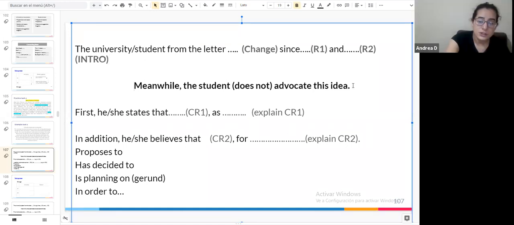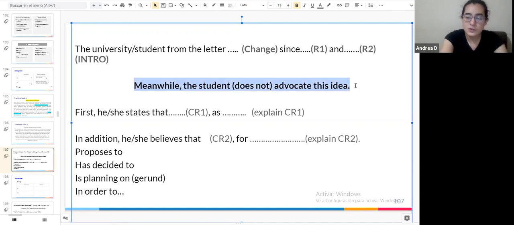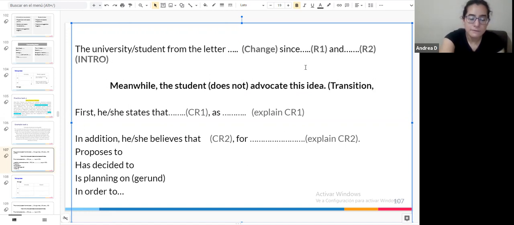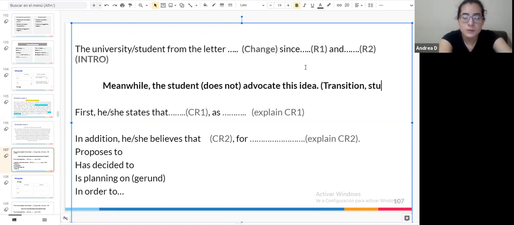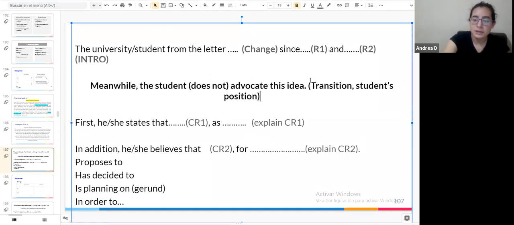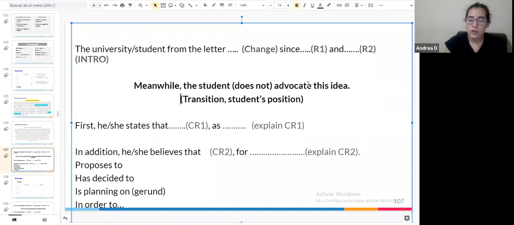And then you need a transition, okay? And this transition is really cool because here you're gonna have a transition, and then you're gonna tell me what the student's position is. Okay, both at the same time, two birds in the same stone. So you can say something like, meanwhile, the student advocates or doesn't advocate this idea. Or you can change this.